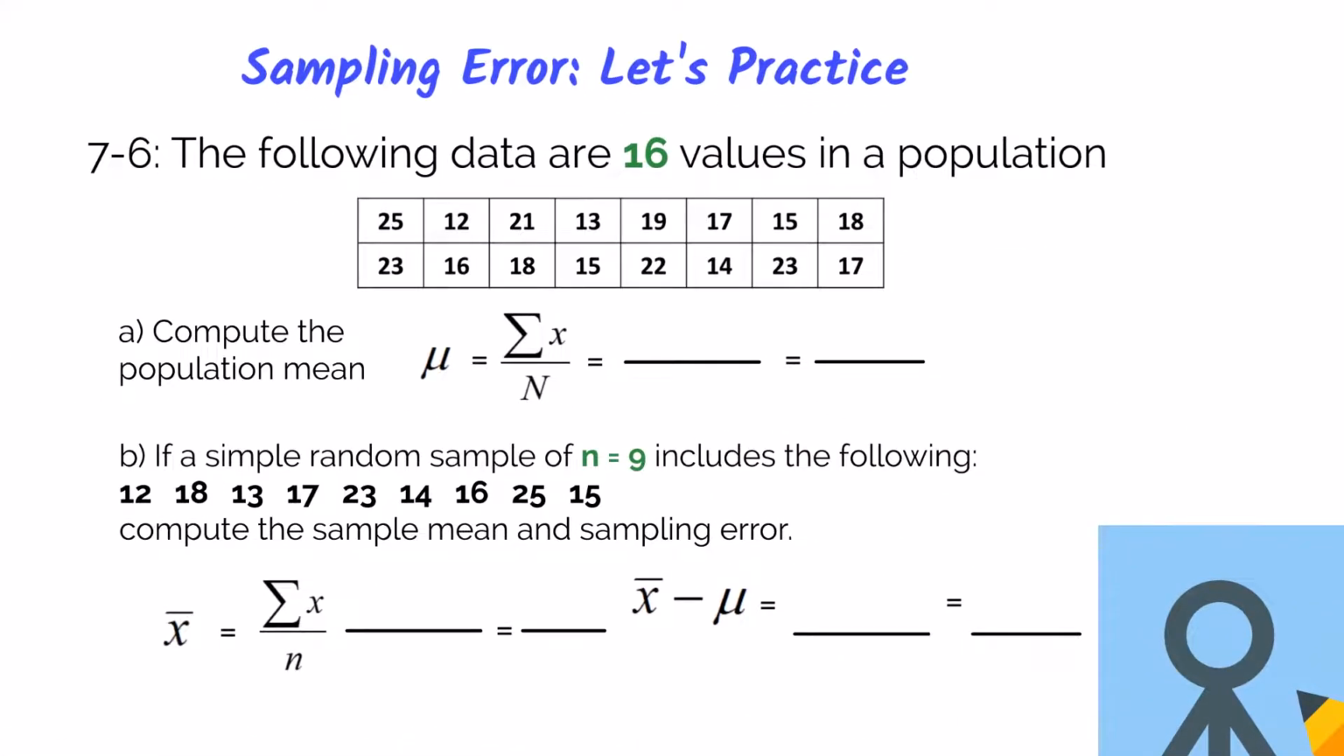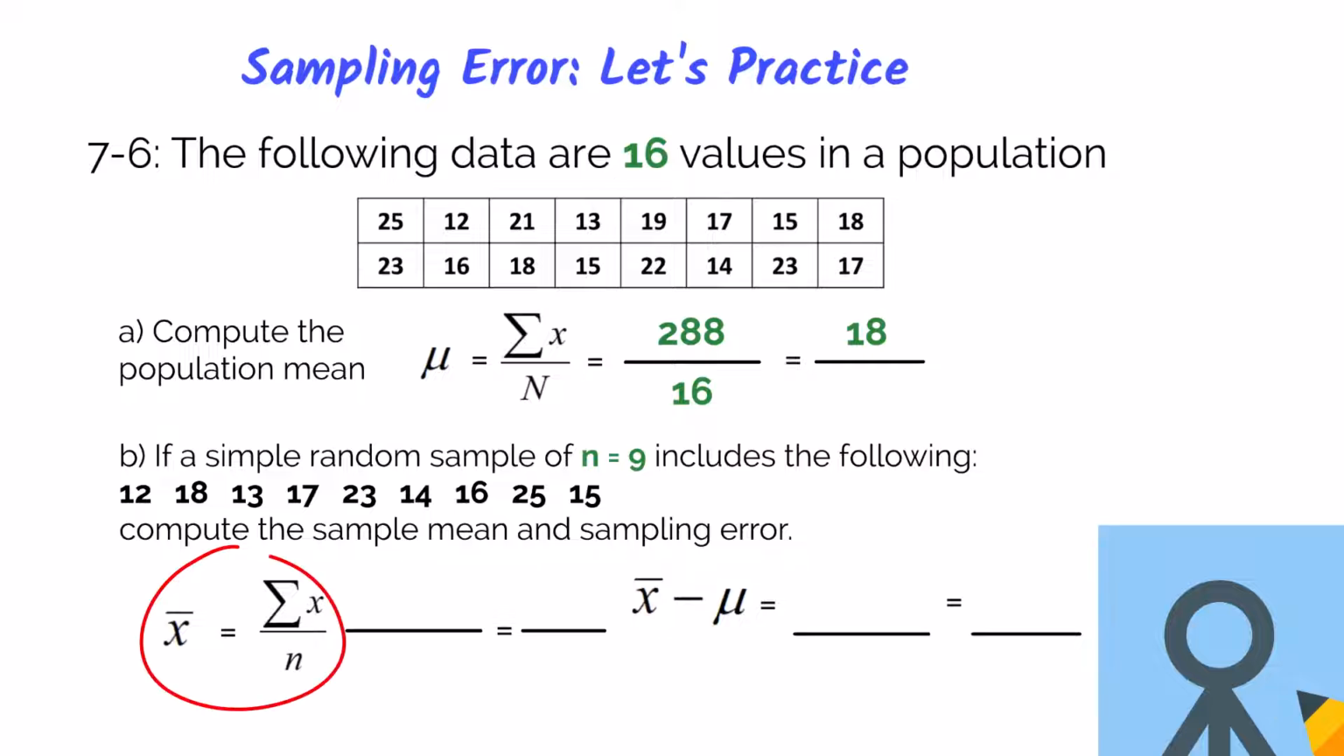Here's problem 7-6. The following data are 16 values in a population. In A, we're asked to compute the population mean. Then in B, we're asked to compute the sample mean based on a simple random sample of 9 numbers, and then calculate the sampling error. Let's start with A. Here is the mu symbol again for the population mean, and the formula is the sum of all of the x values divided by the population size, or big N. In the numerator, if we add up all the numbers, we get 288. The population size is given to us as 16. Then we take 288 and divide by 16, and we get 18 for the population mean.